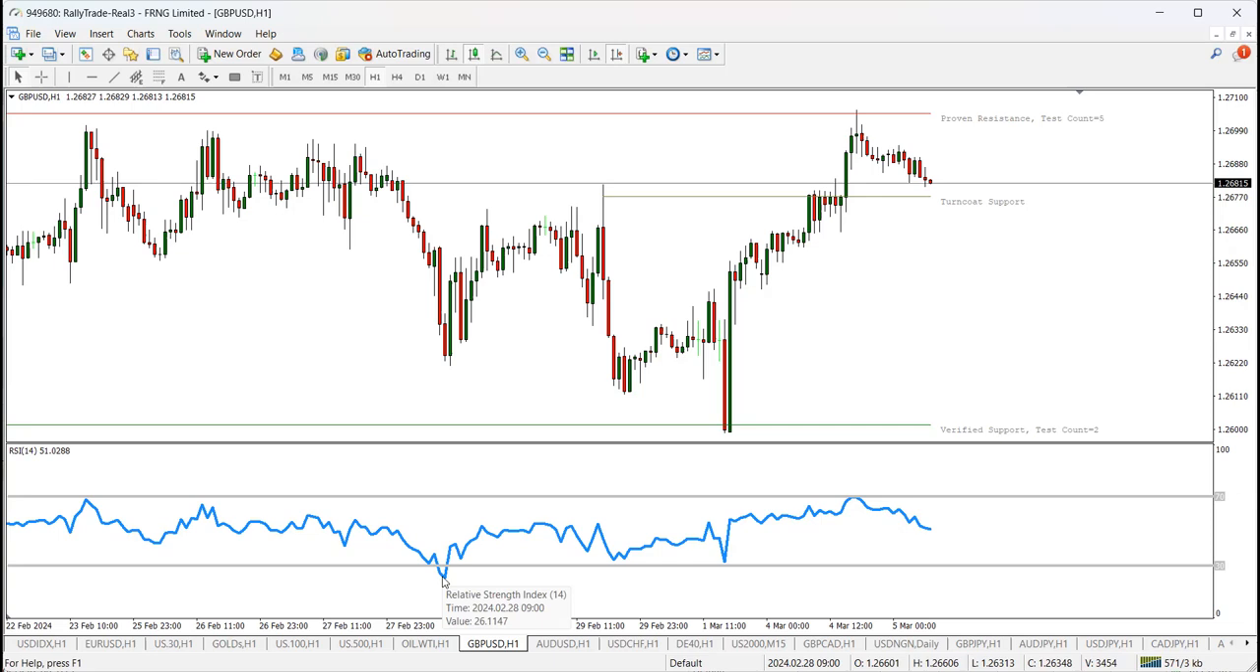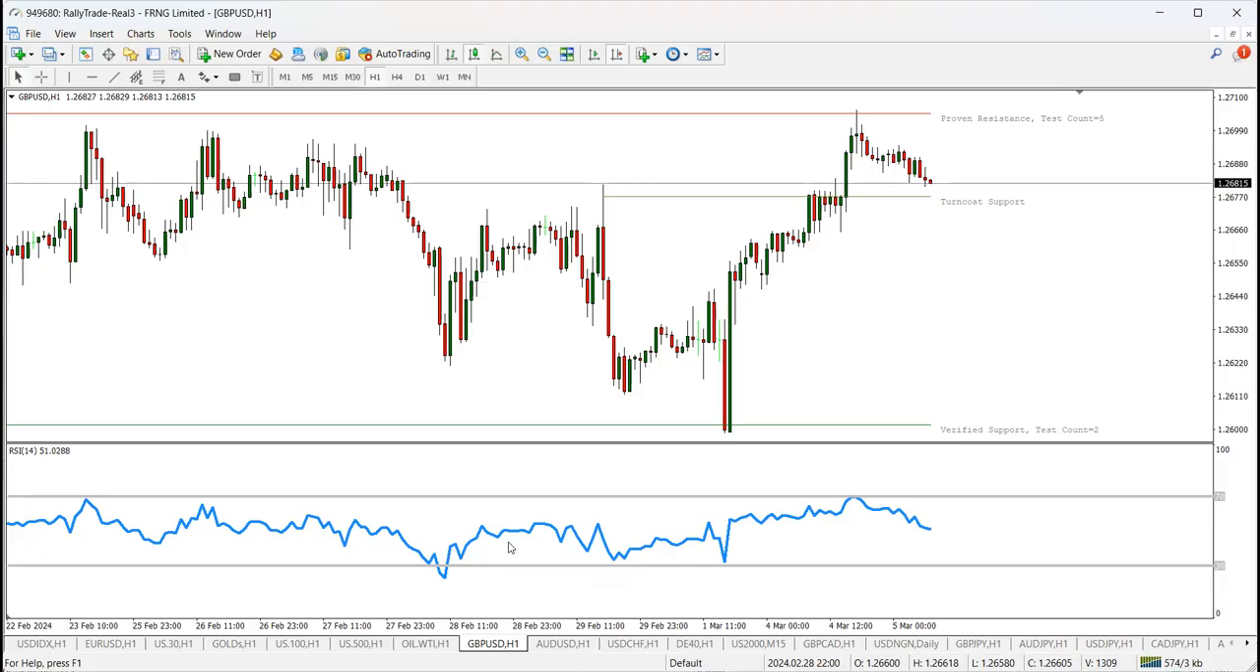Now, for the purpose of divergence, we're going to look at something very important. This RSI line is what we will use to tell divergence in relation to the behavior of price.